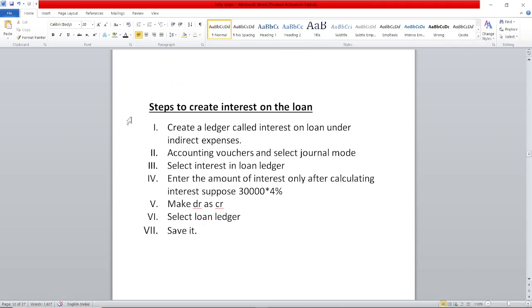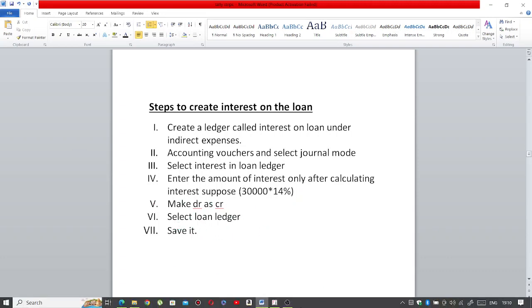First create this interest ledger and then select accounting voucher and select journal mode. Then we select interest on loan ledger. We enter the amount of interest only after calculating interest. Suppose it is an example. It is not hard and fast that you should take 3000 only. You can also take 1000. And if interest is 14%, then we have to multiply with the multiplication sign, star. Make Dr as Cr. Select the loan ledger and save it.